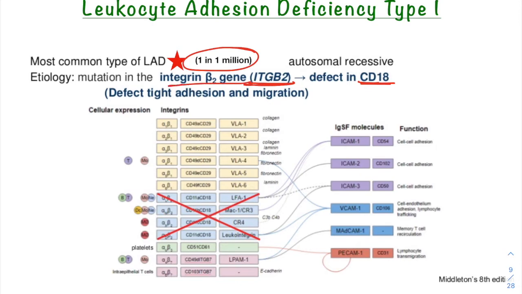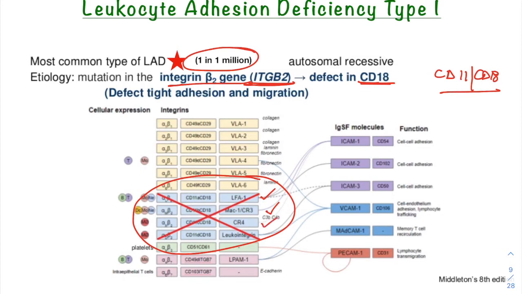So the beta-2 integrins, that is the CD11/CD18 molecules, are either defective or not formed. This CD11/CD18 group includes LFA1, MAC1, CR4, the leukointegrins. These families are not formed or are defective due to mutation in the CD18 molecule. This affects steady adhesion of the leukocyte to the endothelial surfaces, and then this affects their migration.